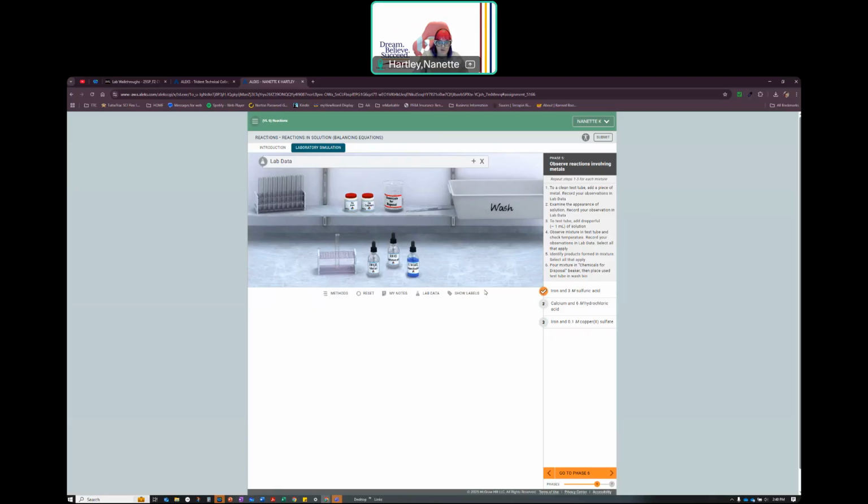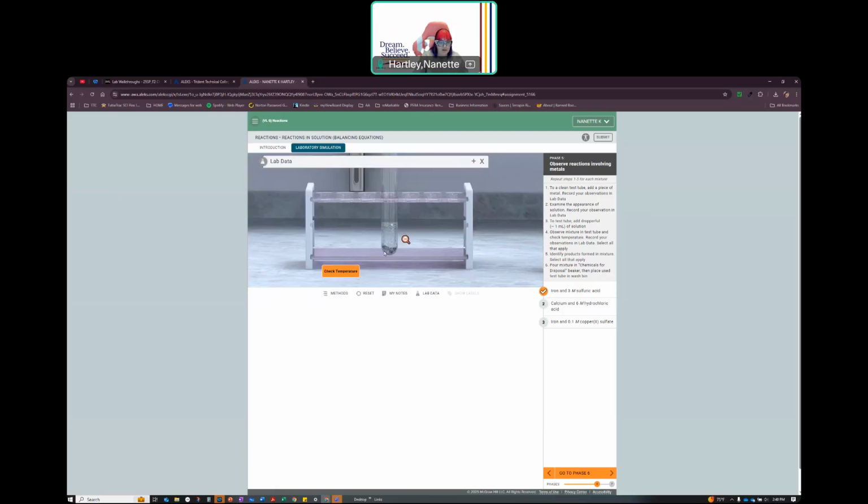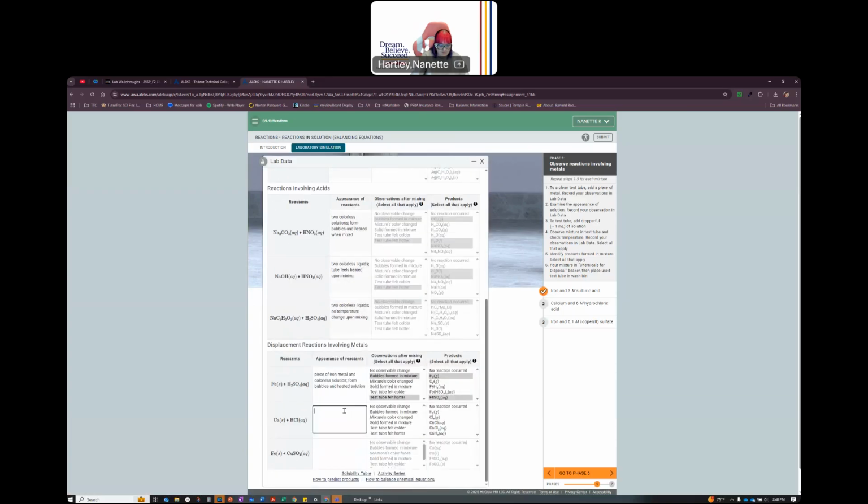So cool. Now I need to get some calcium metal. This is my calcium. Put that in there. Calcium solid, and I'm going to add some hydrochloric acid to it. And that's this right here. Put that back in there. And again, I see bubbles forming, and it's hot. Bubbles and heated solution.